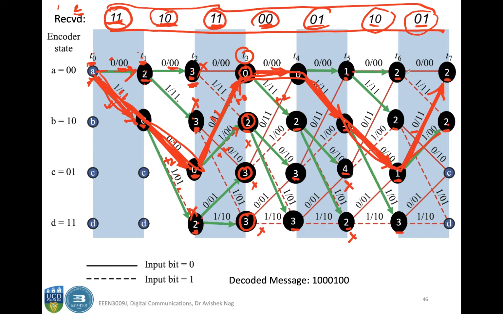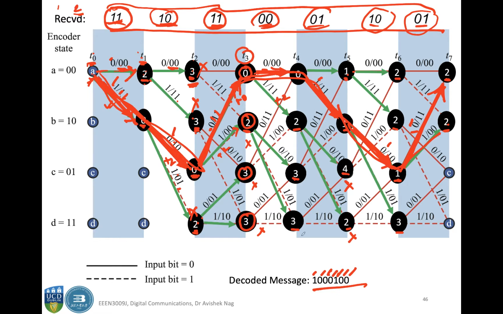So let's verify. Let's say I choose this path. So this decoded message will be 1, and then 0. So 1 0, then this one is 0 0 here, then this one is 0. So we are just taking the inputs here. Then this one is 1, so 1, and then this one is 0, so 0 here, and then finally this one is 0, so 0. So this will be your decoded message.